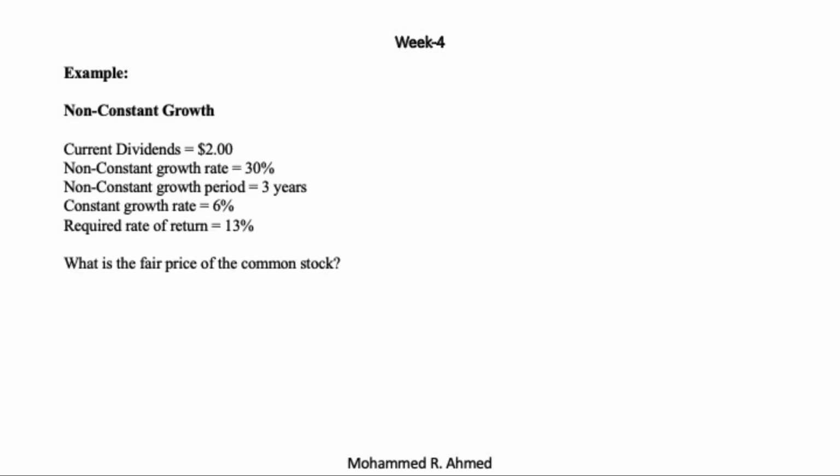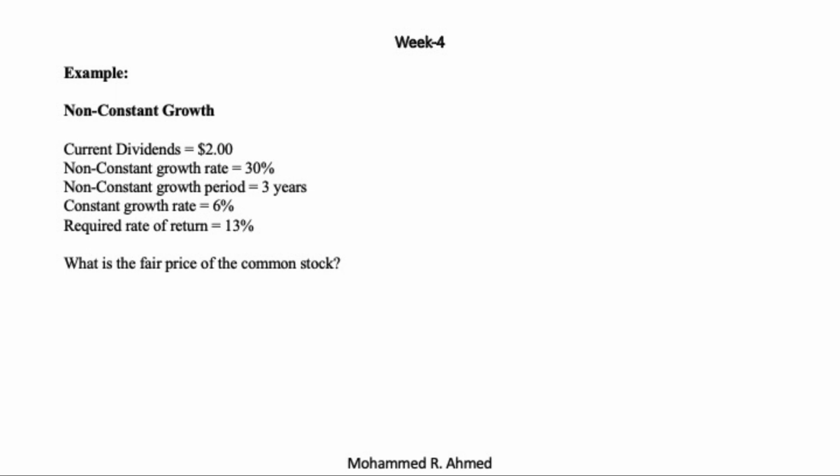Next, we are going to look at the non-constant growth common stock. The information given to us is the dividend is $2. Growth is 30%, and this growth is going to last for 3 years. After that, the company is going back to the normal or constant growth, which is 6%. The required rate of return is 13%. The question is, what is the fair price of the common stock?